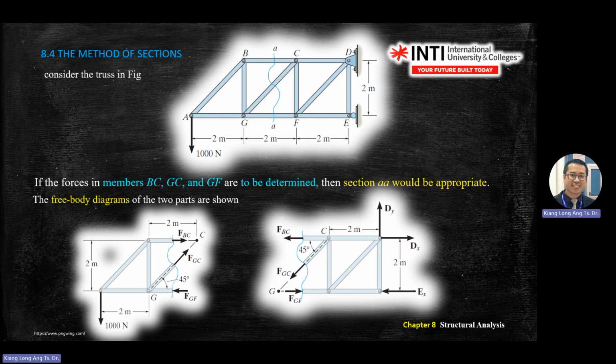Okay, so if you cut the member into half, the one on the left must equal the right, and the arrows must be flipped to each other. For example, on the left, BC points to the right. On the right diagram, BC points to the left to balance the internal force. This one you already learned in the previous chapter.